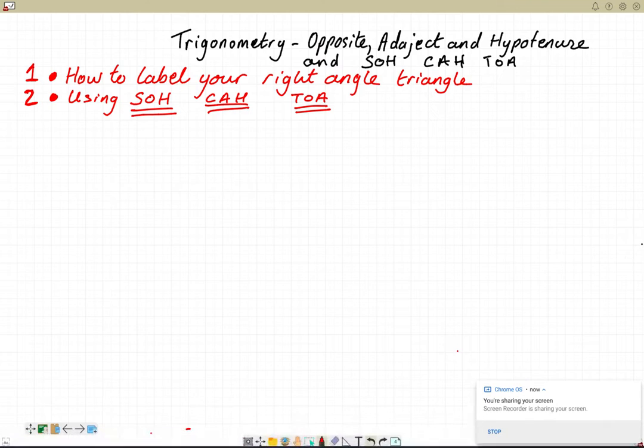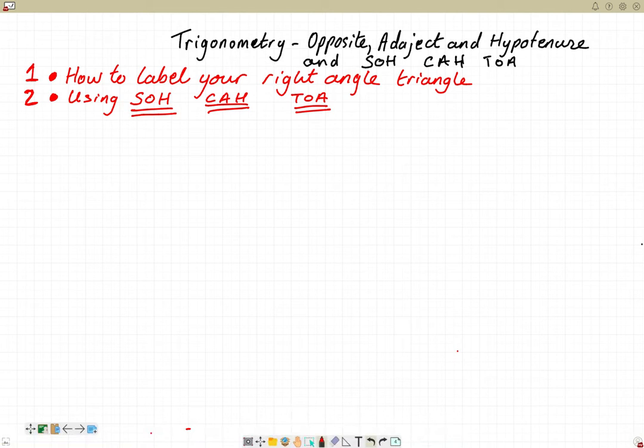Hi guys, so in today's video I'm going to explain the first part of trigonometry. I'm going to explain what opposite, adjacent and hypotenuse are, and SOHCAHTOA.